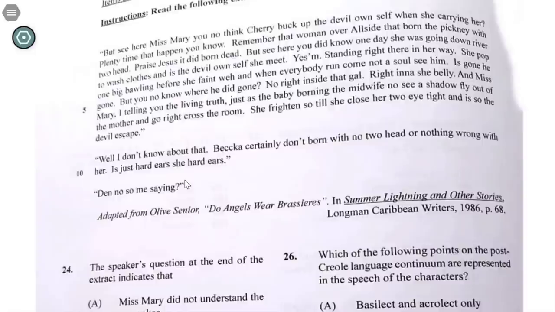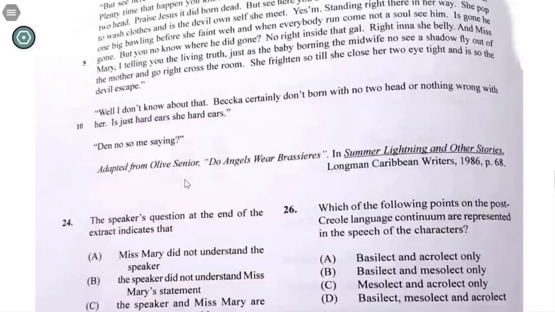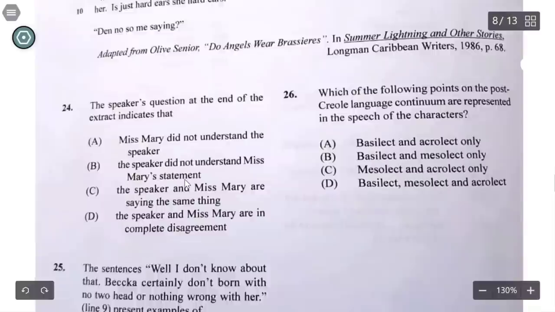No, right inside that girl. Oh my God. Right in her belly. And Miss Mary, I tell you the living truth. Just as the baby born in, the midwife no see a shadow fly out of the mother and go right across the room. She frightened so till she closed her two eyes tight and he saw the devil escape. Well, I don't know about that. Becky certainly don't born with no two heads or nothing wrong with her. It's just hard ears. She hard ears. Then not so me saying. Jesus, I never that me get. Why?